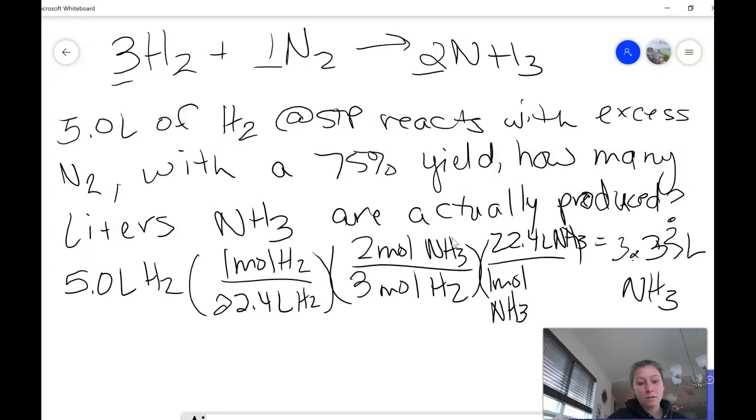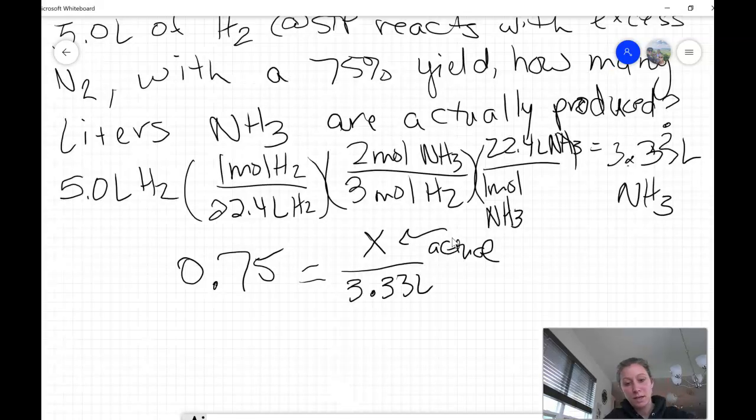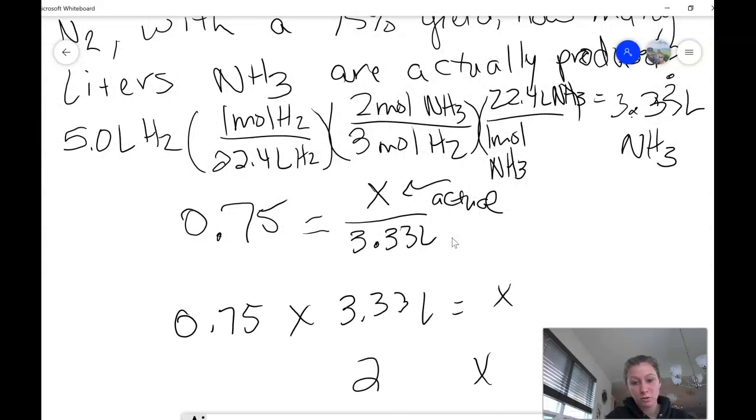If you have a 75% yield, 0.75 is the decimal form of the percent. Your theoretical yield for ammonia is 3.33 liters, and you need to solve for your actual. So all you have to do is take 0.75 times 3.33 to get your actual, and your actual is 2.5 liters. Hopefully this helps. I gotta stop my video. I'm running out of time.